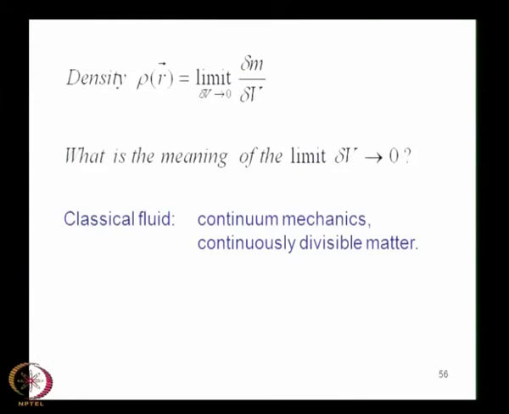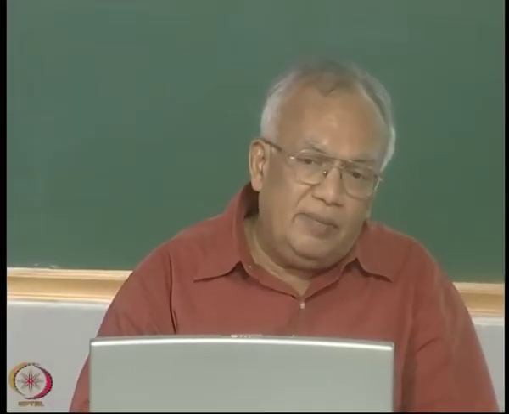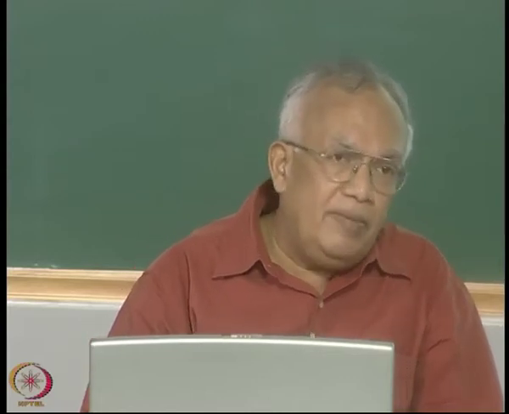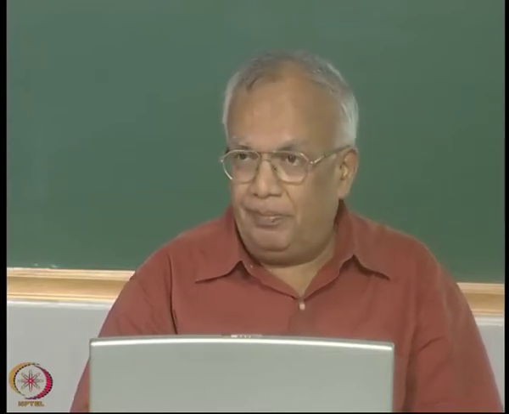And this we define in the limit delta V going to 0. You take the ratio of delta m by delta V, take the limit delta V going to 0, but we must understand the meaning of this limit delta V going to 0, because 0 means there is nothing, it means the volume has to shrink to a point.